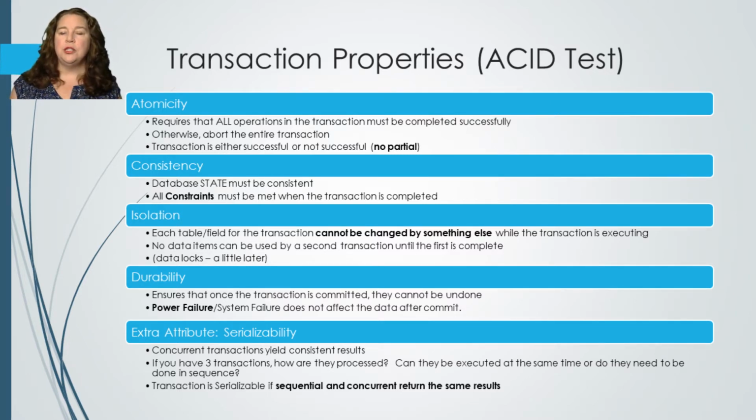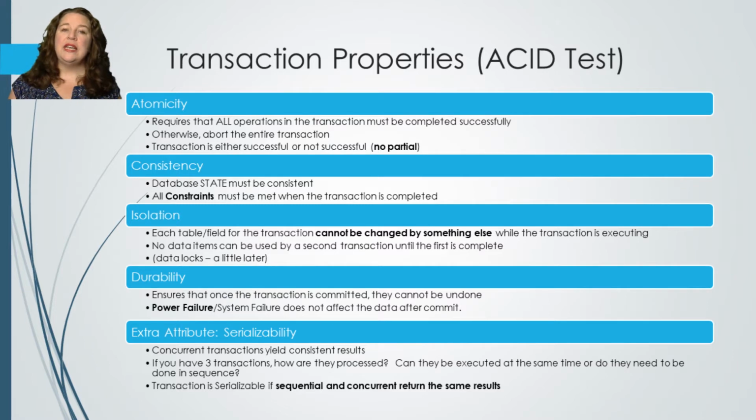So isolation simply means when we look at our data and our transactions, it's really important for that data to only be touched or modified by a single transaction at a time. When that transaction's over, we can move on to the second transaction, but in the meantime, all the data can only be affected by one transaction at a time.